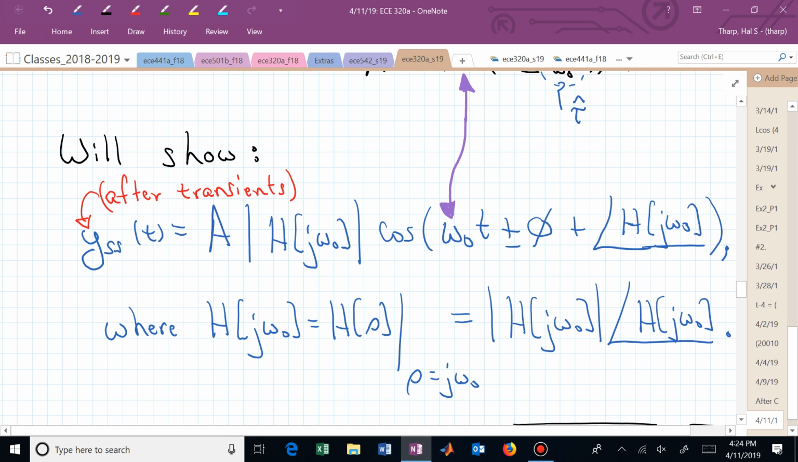On an exam, you are not going to have to rederive this. We're going to do it now. But on an exam, you can simply say, oh, I'm exciting my linear system with this sinusoid. Boom, I know that it's going to be like this, so I need to now evaluate my transfer function at that frequency. That will give you a complex number, and you use the magnitude and angle in the appropriate way.